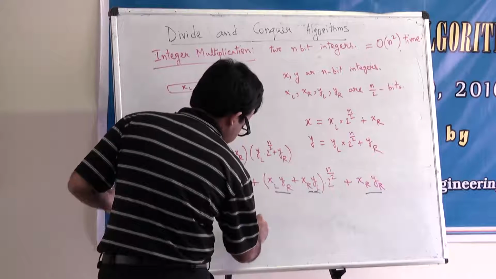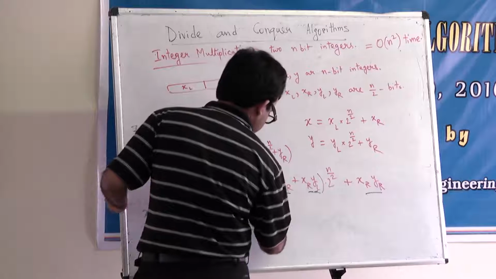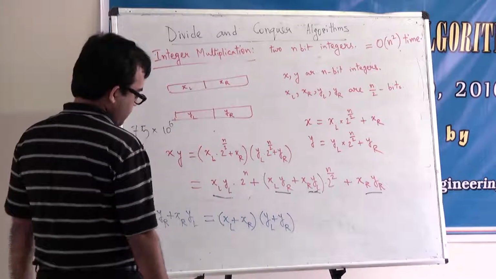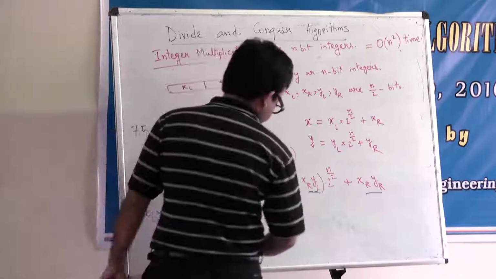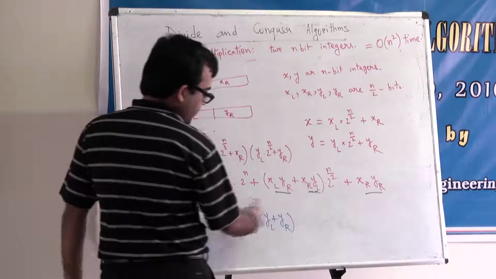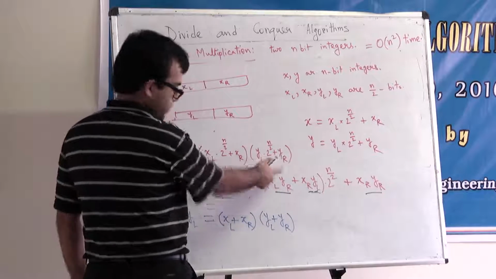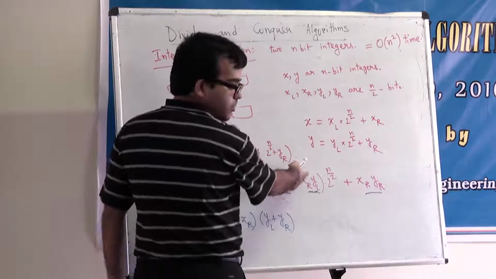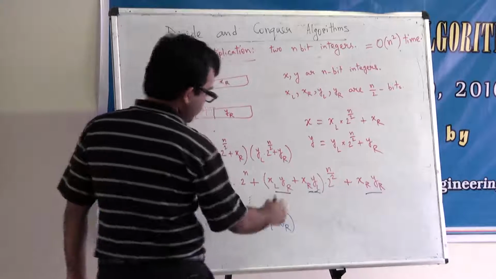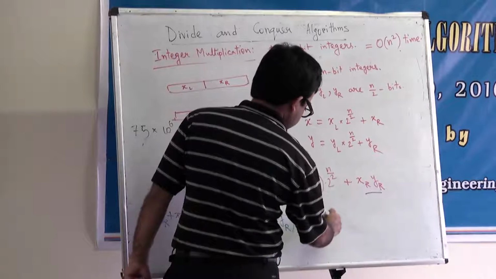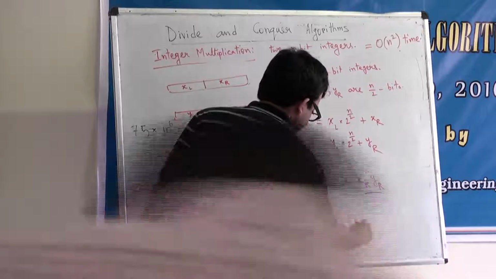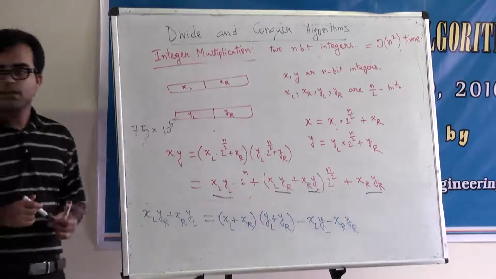Let's write it like this. X plus XR. Okay, now it should be fine. So suppose the right hand side is like this. XL times YR is giving us this product. XR times YL is giving us this product. And we need to subtract two terms. Is this correct?